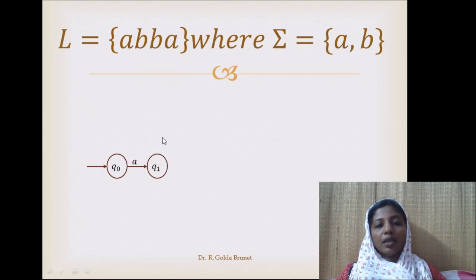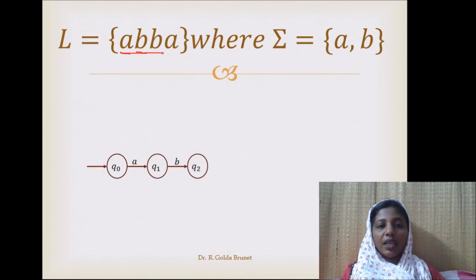And from Q1, if I see a B, then we can be sure that we have seen these two symbols A, B consecutively. So from Q1, if we see a B, then we can go to Q2, a new state, because from Q0 I have seen the first A, and consecutively from Q1 I have seen the B. So from Q2 again, if I see a B, then we go to a new state Q3 to ensure that we have seen A, B, B.